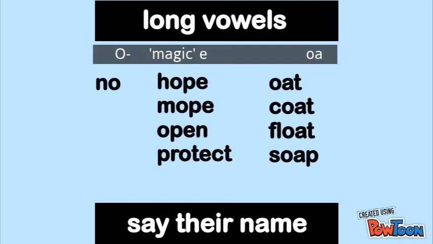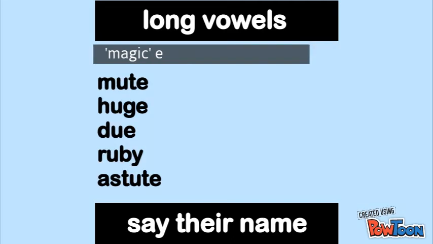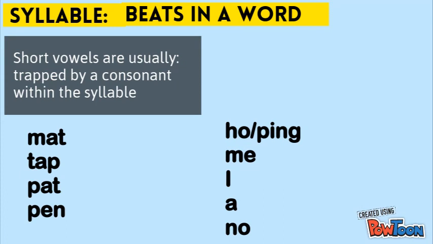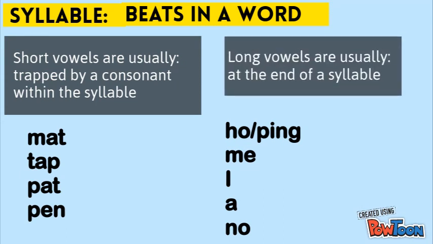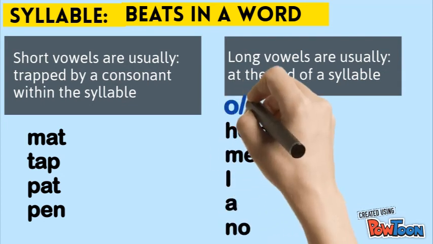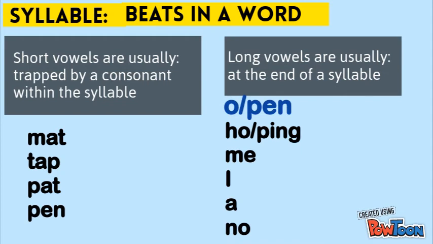As we come to look at the doubling rule, first of all, it's important to know about syllables. Syllables are beats in a word. For example, in open, there are two syllables, O, pen. If you clap that with me, O, pen, there are two syllables in open. The first syllable is the letter O on its own. So that is a long sound because it's at the end of the syllable. And then we have the next syllable, pen. The E inside pen is a short vowel sound because it's trapped by the N and it's got nowhere to go.